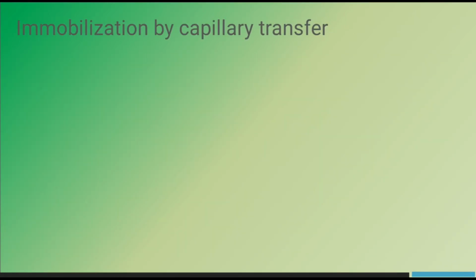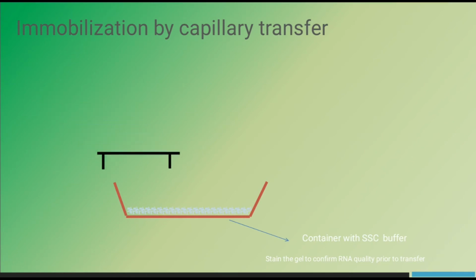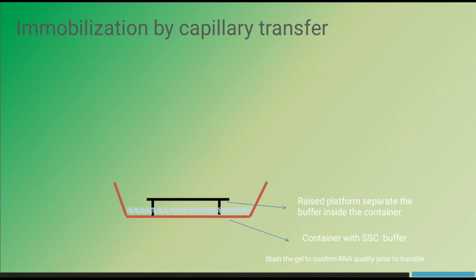So once we complete the electrophoresis and confirm the presence of RNA, the next step is to transfer it onto a membrane. We follow the classical capillary method of transfer. Similarly, we take a big container and fill the bottom with buffer. SSC buffer or MOPS buffer is preferred, or the gel running buffer can be used in the bottom.